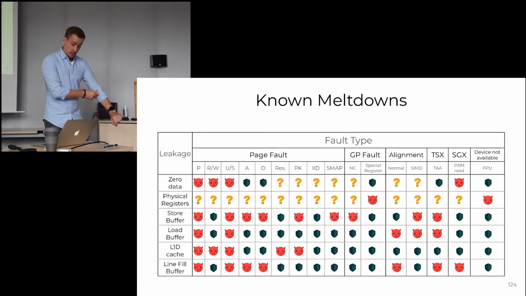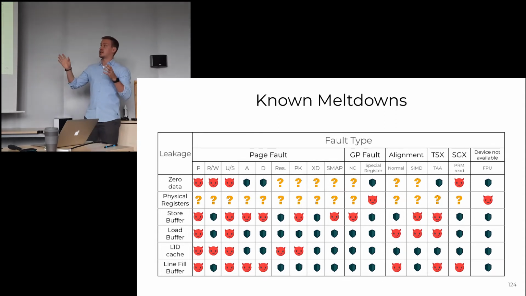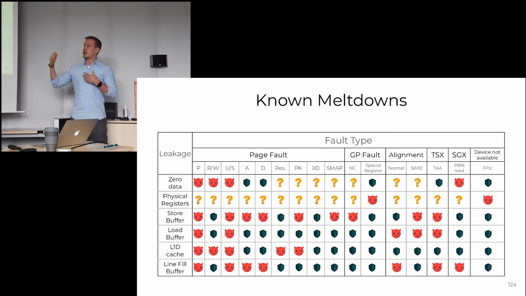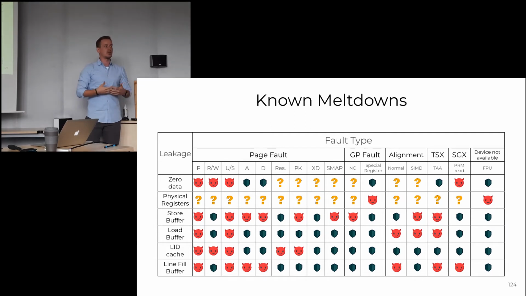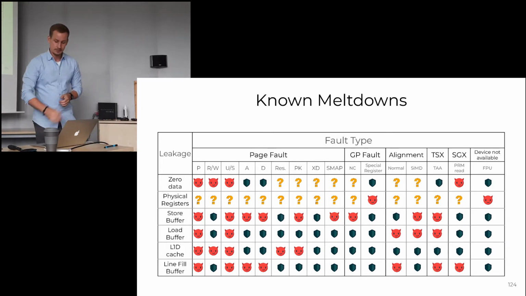There are many versions of Meltdown. You don't have to understand what's going on here. The most important thing is that there are many faults that can trigger it, so it's not necessarily a page fault, and there are many buffers from which this data can be leaked. Another important thing is that you may see there are question marks. These are places that are still not investigated, or we don't have any precise results. So there might be some leakages that we don't know of at the moment.